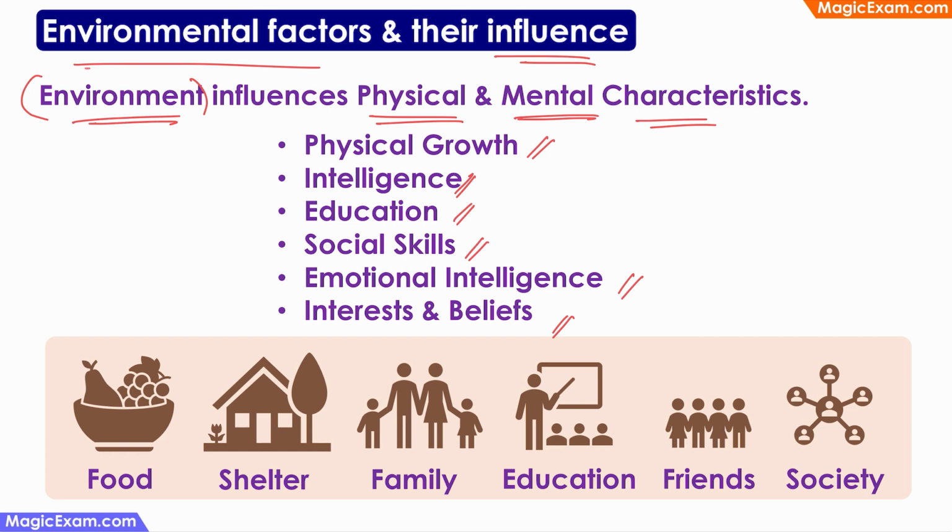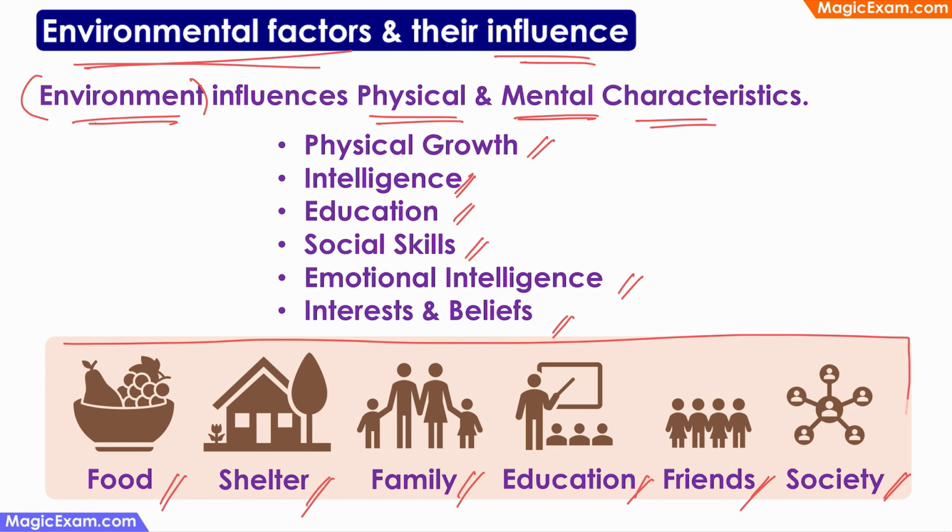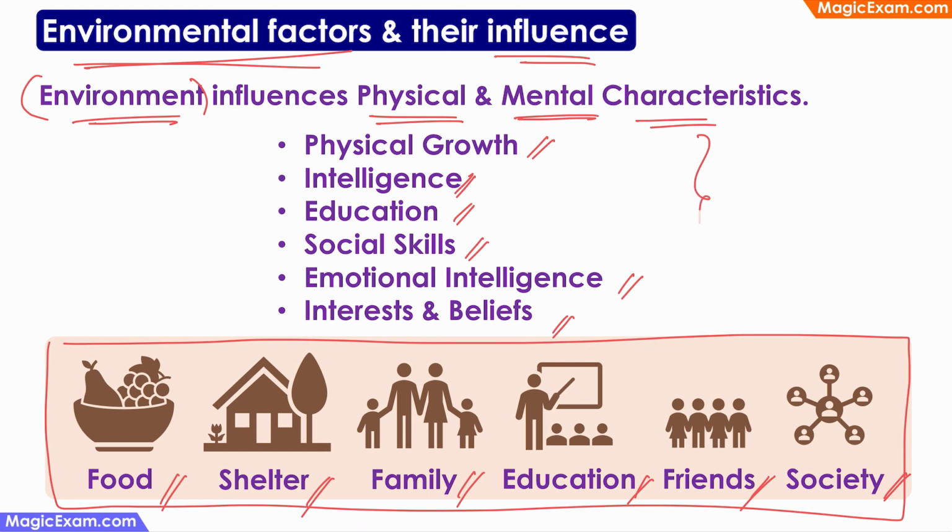Now, what are these environmental factors? These are nothing but food, because food is not only important for physical development, there are also many nutrients which are essential for the development of the brain, which will in turn affect the cognitive development of the child. So food is very important. And then shelter, the type of family interactions that the child has, the kind of education that the child gets, the type of friends that the child has, what kind of society the child lives in, and what kind of social interactions the child has. So all of these are very important environmental factors which influence all the aspects of development of a child.